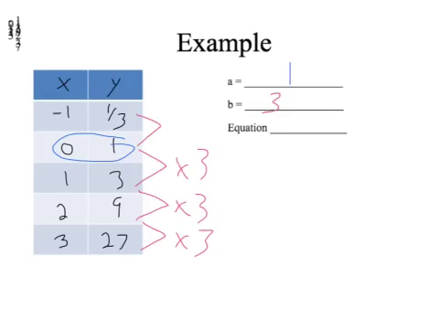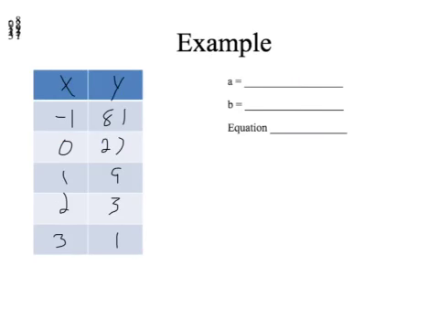So my equation, the general form, was y equals a times b to the x power. Make sure x is an exponent, floating up, not down below it. So we can replace a with 1 and replace b with 3 and have x as an exponent.